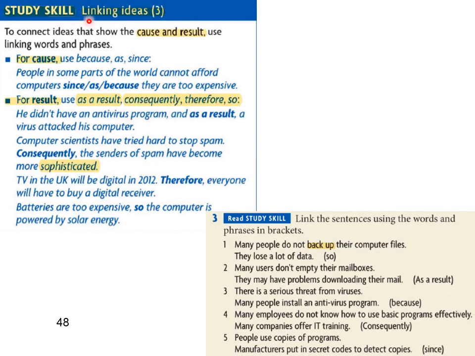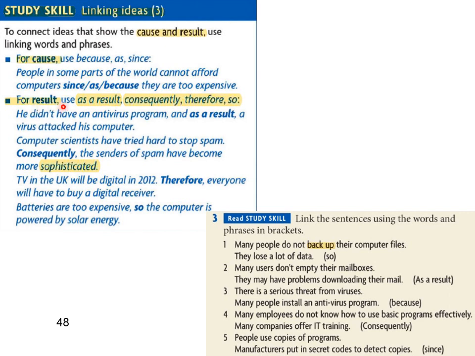This study skill is about linking ideas. To connect ideas that show the cause and result, you could use the following linking words and phrases. Let's start with for cause. You could use because, as, and since. In this example, people in some parts of the world cannot afford computers since, or as, or because they are too expensive. So you could use one of these words to link ideas about the cause.